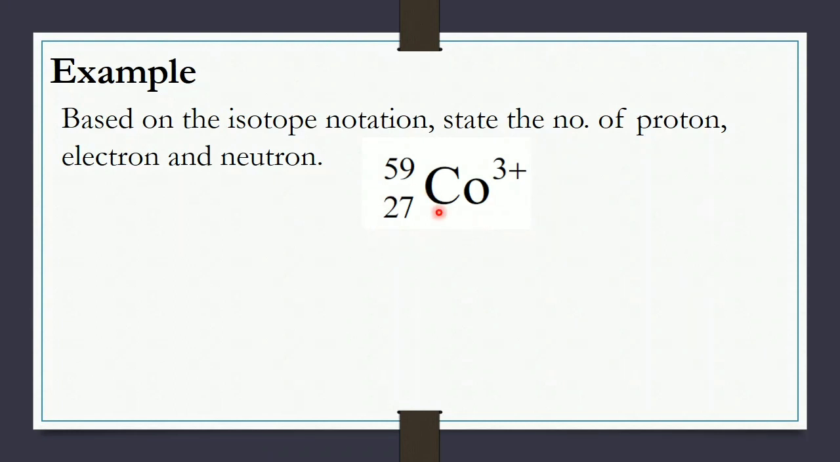So the proton number for cobalt is 27. After losing 3 electrons, it becomes 3+, so the number of electrons will be 24. And we have the nucleon number, which is 59. So to find the number of neutrons, 59 minus 27, we get the number of neutrons equal to 32.